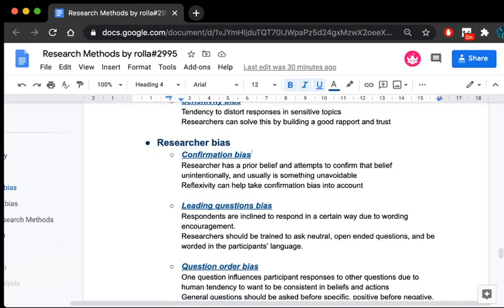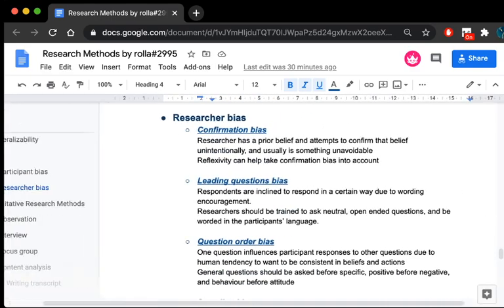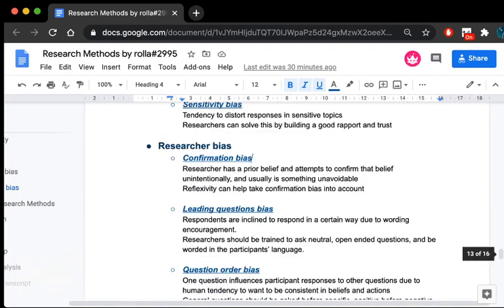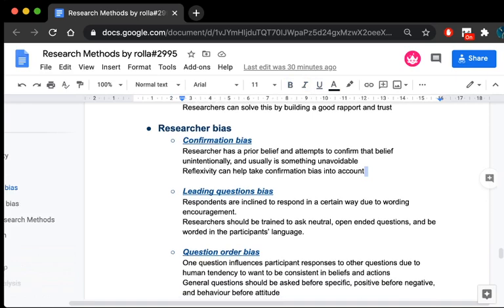And then next we have researcher bias. First up, we have confirmation bias. This is when researchers have a prior belief about something and they attempt to confirm the belief instead of trying to falsify it, unintentionally. And this is usually something that you can't avoid because humans tend to try to confirm their beliefs. And to tackle this, usually reflexivity can be done to take confirmation bias into account.